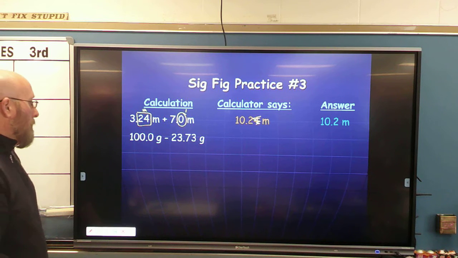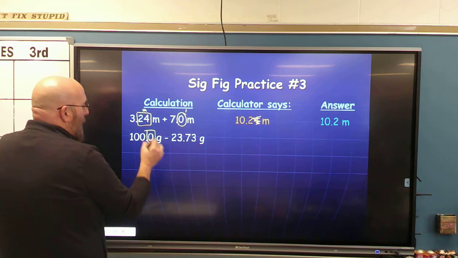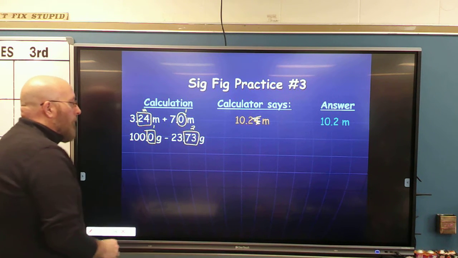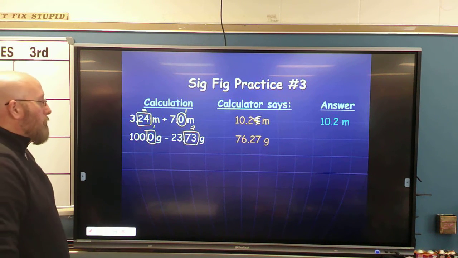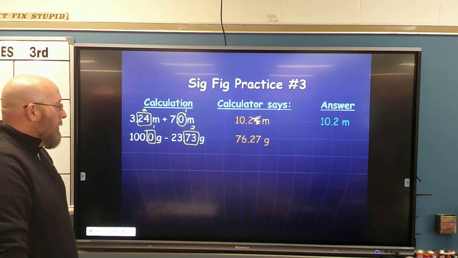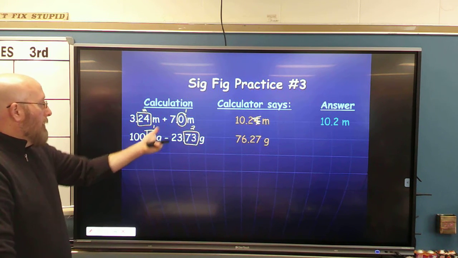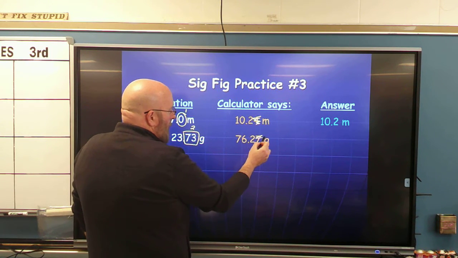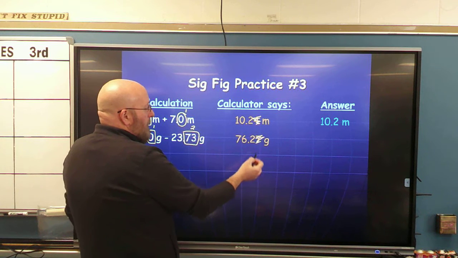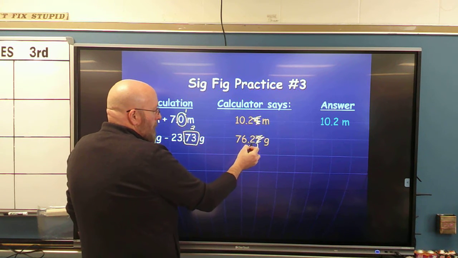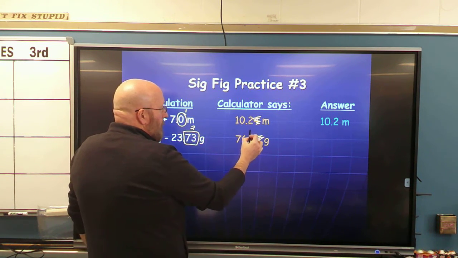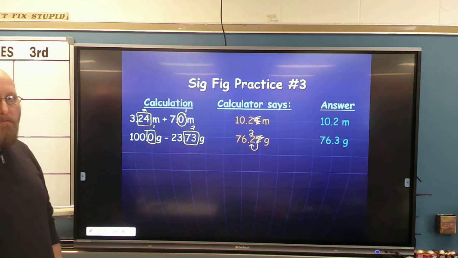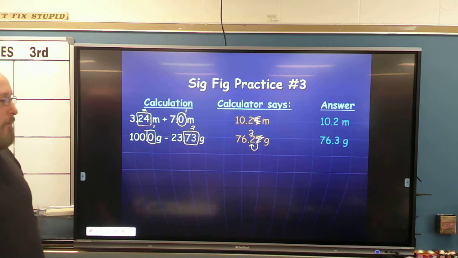100.0 grams. Well, there's only 1 decimal place in here. Minus 23.73, there's 2 there. So my answer should be 76.27. But again, 1 decimal place versus 2, so my answer has to have only 1. Well, I get rid of that 7. But that 7 is going to round up that 2 to a 3. So it'd be 76.3 grams. Y'all see the pattern following here? I hope so.